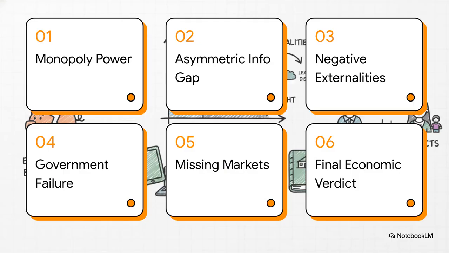eye-opening. To figure that out, we're going to quickly run through 6 key areas. 1. Monopoly power and captive markets. 2. The asymmetric information gap. 3. Unintended negative externalities. 4. Government and institutional failure. 5. Missing markets for alternatives. And 6. Our final economic verdict. Let's get right into it.